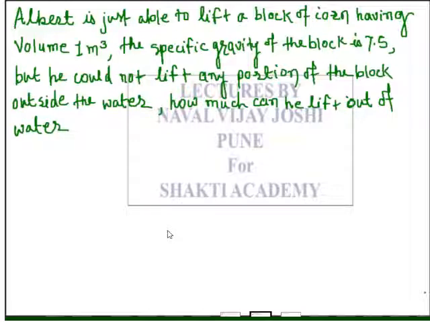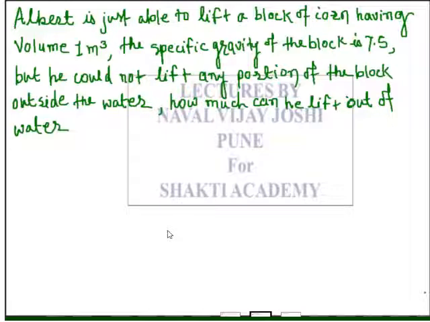The specific gravity of the block is 7.5. Now what is meant by specific gravity? See, when you read a numerical of physics, you must understand what the problem designer wants to tell you. For that you must know each and every deep meaning of the technical words he or she has used. Understood? Now here, Albert could lift a block of iron having volume 1 meter cube. The specific gravity of the material of the block is 7.5. Now you must know what is meant by specific gravity. We have discussed it in detail in the previous videos.